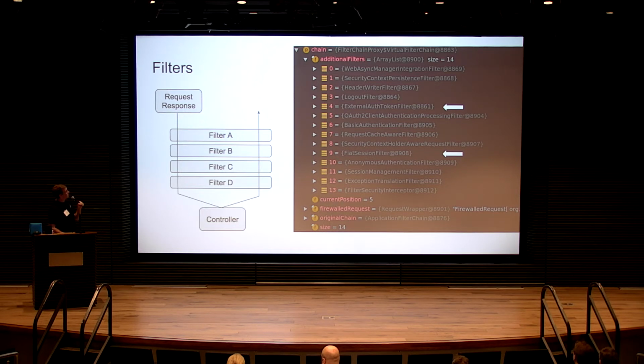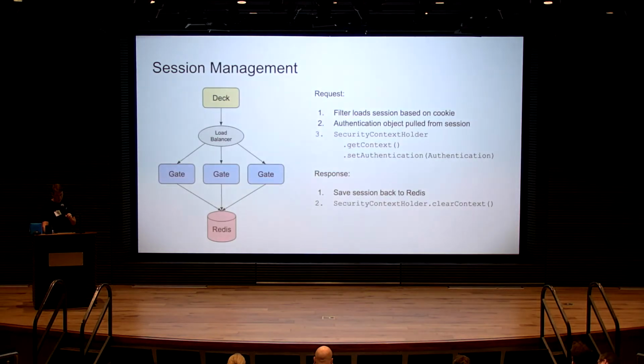One other thing to talk about here is the security context persistence filter. It's at index 1 up there. That is the first filter, like filter A here. It's the first piece of code that actually gets run whenever a request comes in. And then it's the last thing that can touch the response, or I guess the second to last thing that can touch the response before it heads on the way out. And that is what leads us to this.